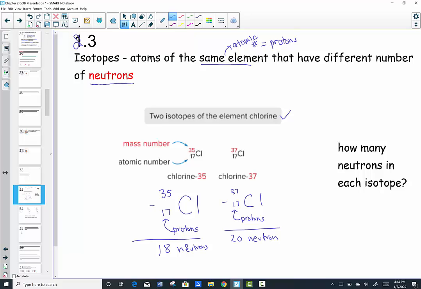It does not change the chemical property, the physical property, the interaction of atoms in any way, shape, or form by varying the number of neutrons. It just weighs a little heavier with more neutrons. So two different isotopes in nature found for the element chlorine.